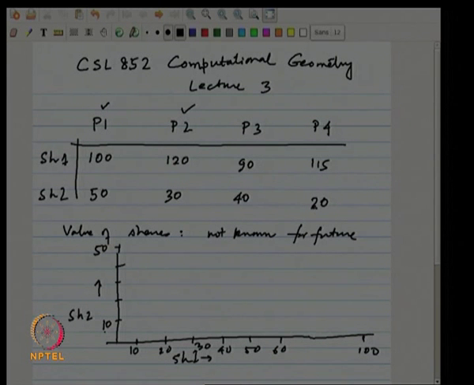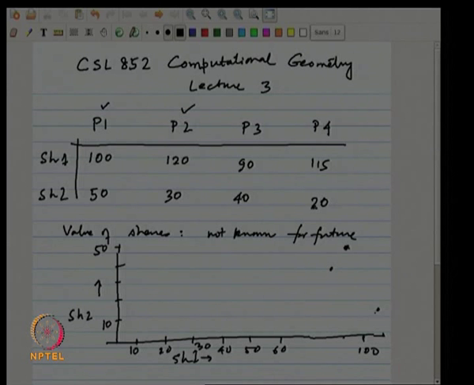So person 1 has 100 shares of type 1 and 50 of type 2. So person P1 is a point here. Person 2 has, let's say, x coordinate 120 and y coordinate 30. Right, so somewhere here and 20. Person P3 has 90 as x coordinate, and 40, right. So it will be somewhere here. P4 has 115, and only 20, right.